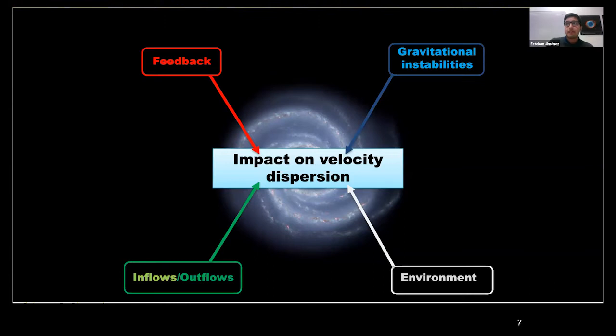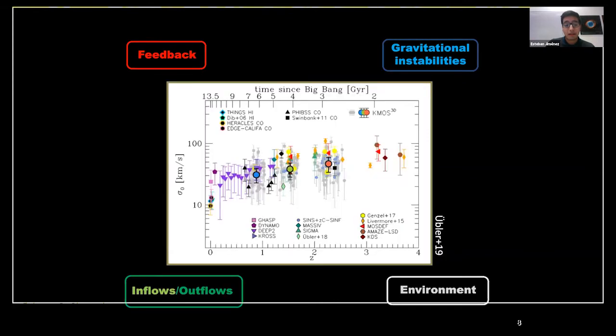An important thing here is that we can use the velocity dispersion because it encodes information about all of these processes in the galaxies. So if we can understand how the velocity dispersion relates to all of these processes, we can also get insights about galaxy evolution. The velocity dispersion has been widely studied. Here I'm showing a recent data compilation from mostly surveys that observe the emission lines from ionized gas in galaxies. The first result here is that you can see that velocity dispersion increases with redshift.